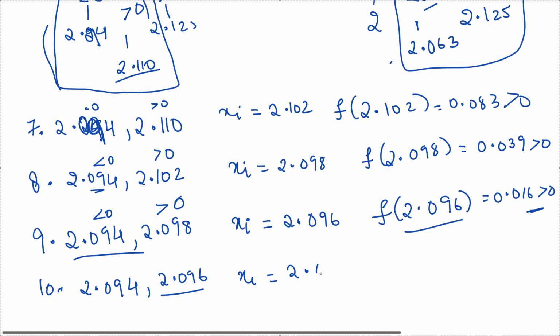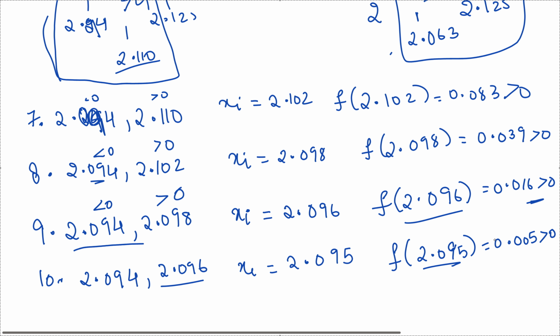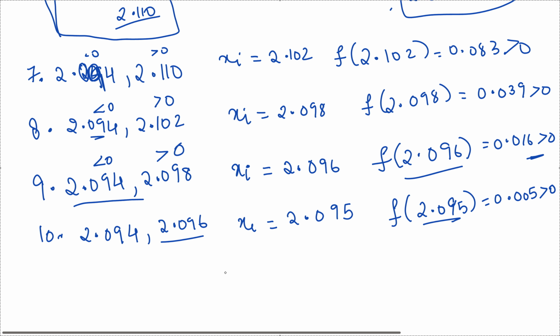Xi is 2.095. Now f of 2.095 is giving us 0.005, which is greater than 0. For 3 decimals, if it would have given 0.000, we would have considered this itself as our root. Unfortunately, it is 0.005 still, which is greater than 0. Again, this was less than 0, this was greater than 0, right? Now we want something less than 0 again.